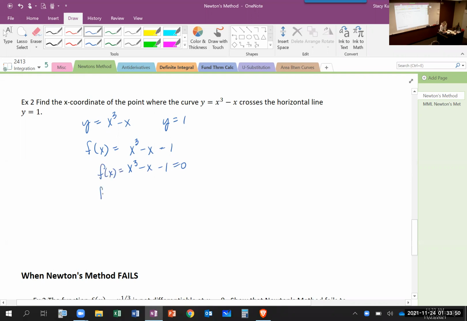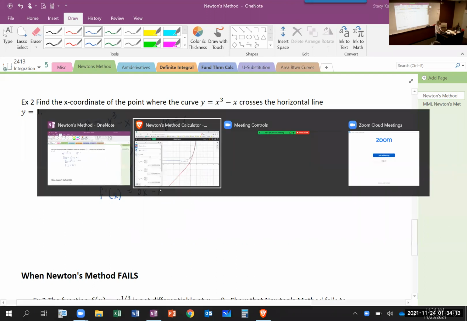And the derivative of that function would be what? All right. 3x squared minus 1. So we have the function and we have the derivative. Let's go graph the function, x cubed minus x.